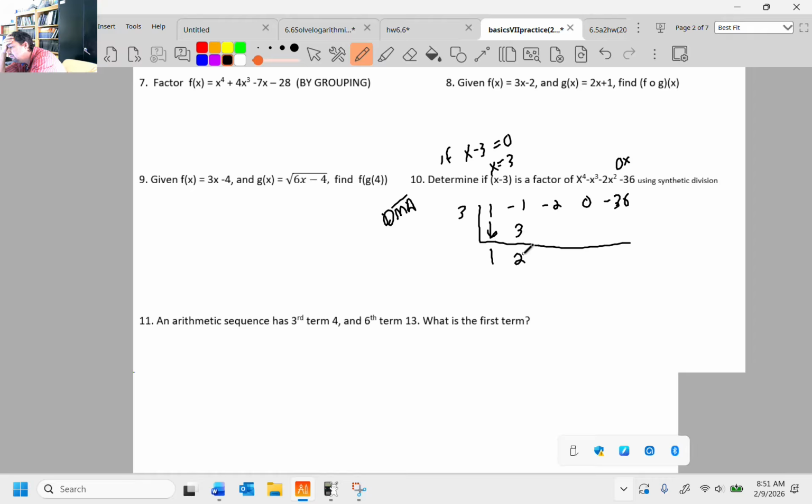3 times 1 is 3. -1 plus 3 is 2. 3 times 2 is 6. -2 plus 6 is 4. 3 times 4 is 12. 0 plus 12 is 12. 3 times 12 is 36. And -36 plus 36 is 0, which is my remainder.